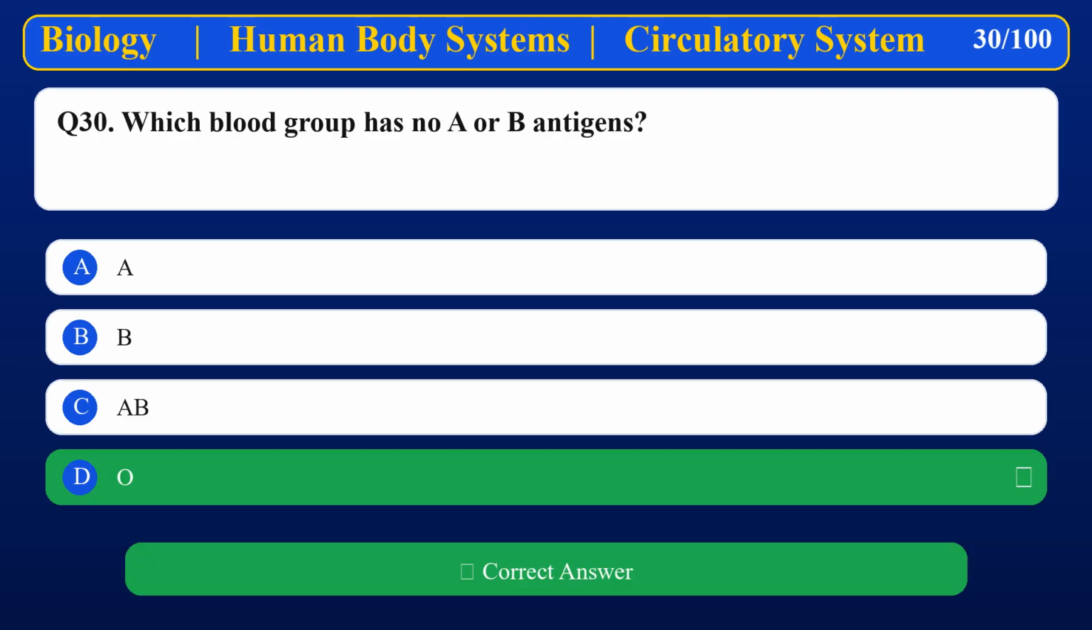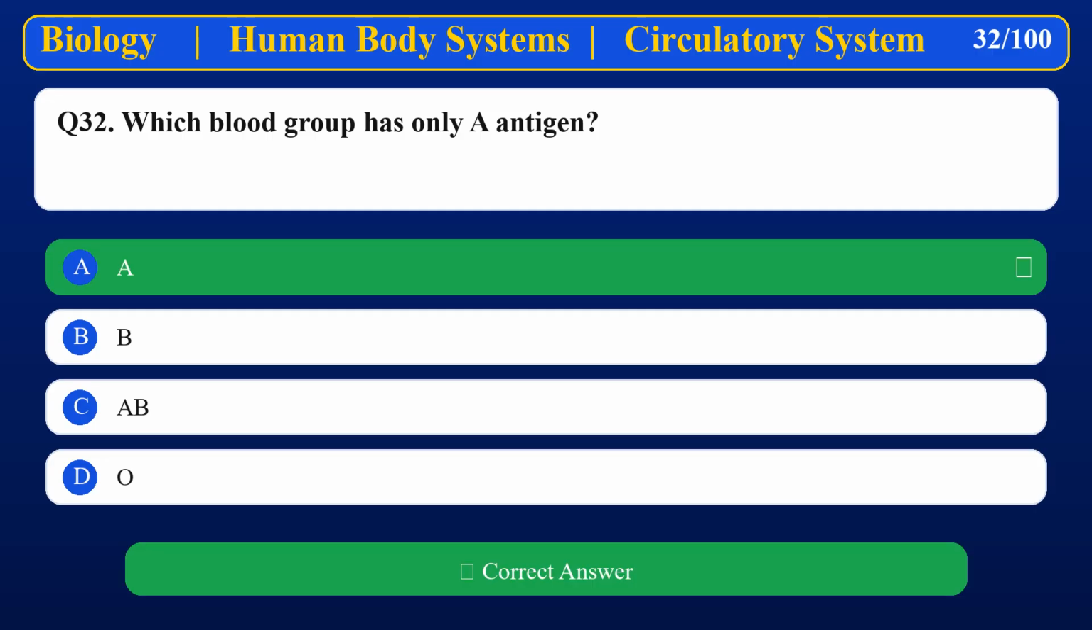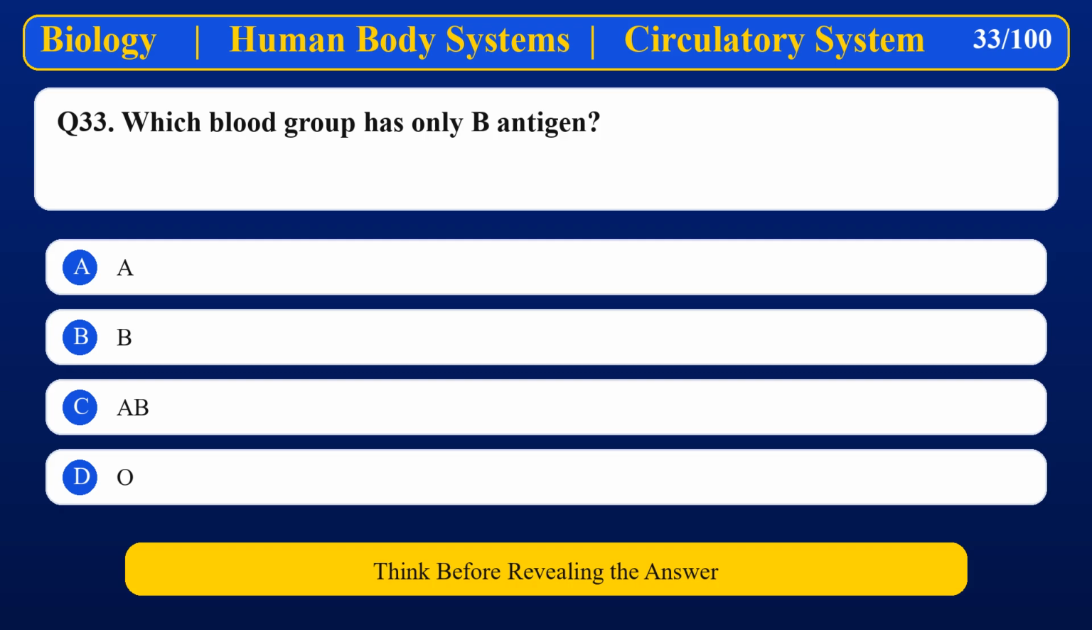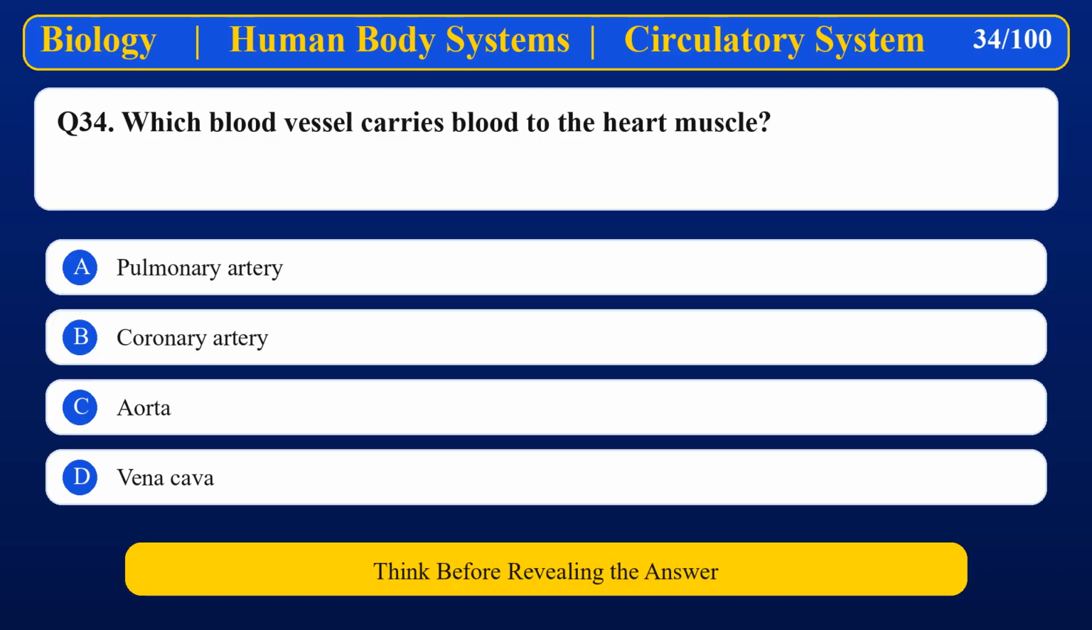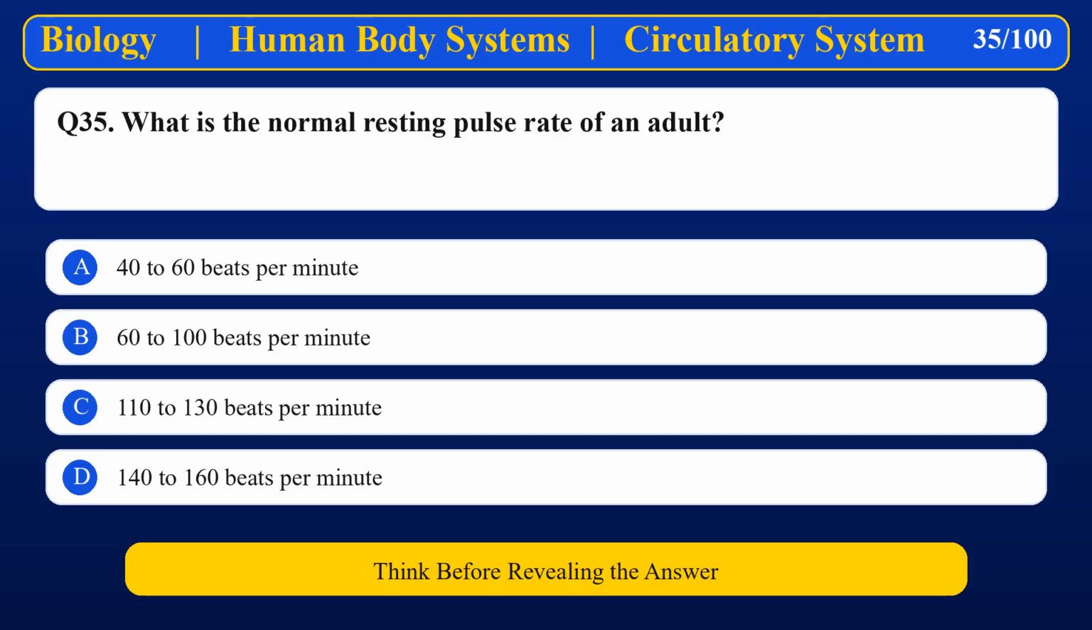O. Which blood group has both A and B antigens? AB. Which blood group has only A antigen? A. Which blood group has only B antigen? B. Which blood vessel carries blood to the heart muscle? Coronary artery. What is the normal resting pulse rate of an adult?